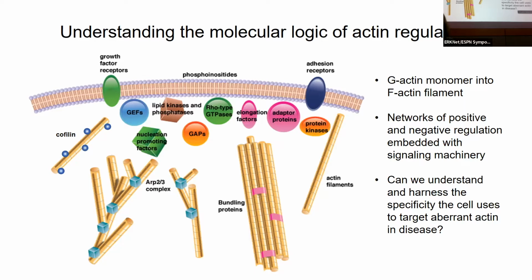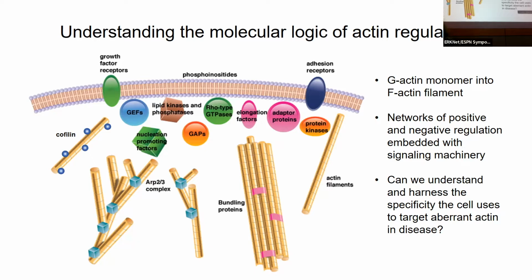So the actin cytoskeleton, this assembly into these different structures, is controlled at the level of signaling through Rho-type GTPases, protein kinases, by transmembrane receptors at the membrane surface, and also by lipid metabolism. And I'm trying to understand how these networks of positive and negative regulation impact on the actin cytoskeleton, so that we can learn how to change them.